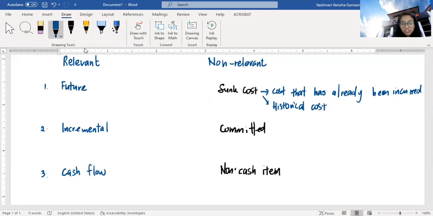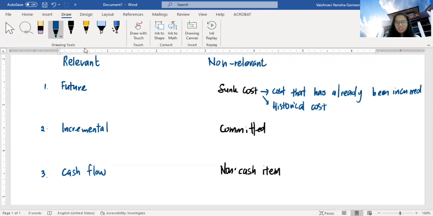Incremental cost is additional cost that you need to incur. Example, additional fixed cost, additional variable cost, any extra cost that you need to incur. Let's say your company has already been incurring a maintenance cost, but as a result of undertaking this decision, you have an additional maintenance cost. So that additional maintenance cost will be the relevant cost.